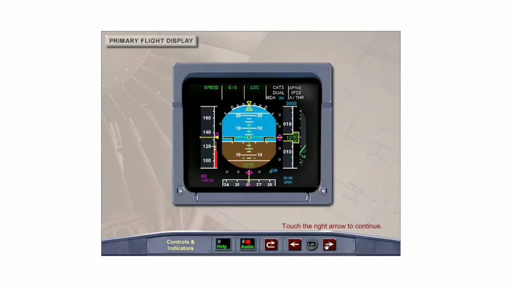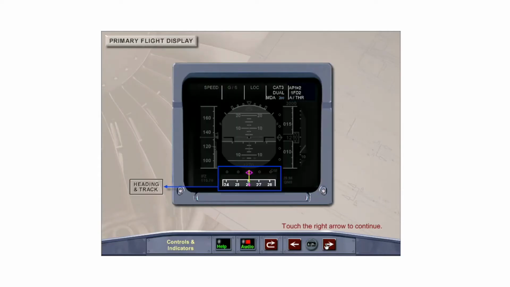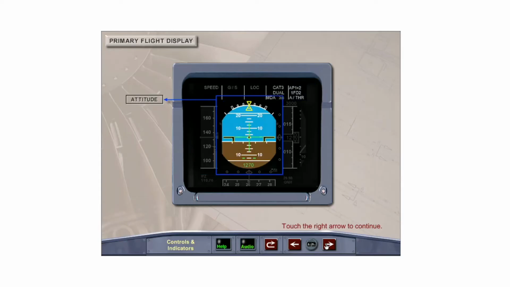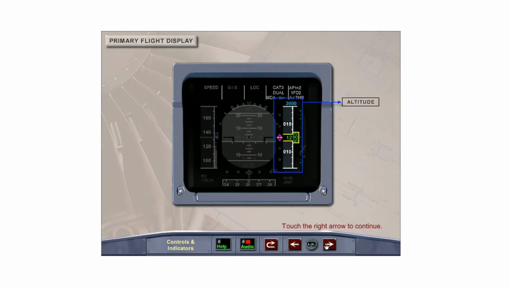The primary flight display displays heading and track, airspeed, attitude, altitude, and vertical speed as computed by the air data and inertial reference systems.